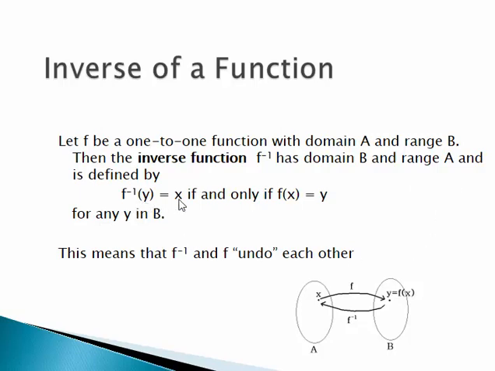And f inverse of y equals x if and only if f of x equals y. Or in other words, if you have the point (x, y) for your function f, then the point (y, x) would be a point for your function f inverse. Okay, they undo each other. So I have the little picture. If you start at x and you apply f, you get over here to y. If you apply f inverse, it sends you right back to x. So that's what an inverse function is.